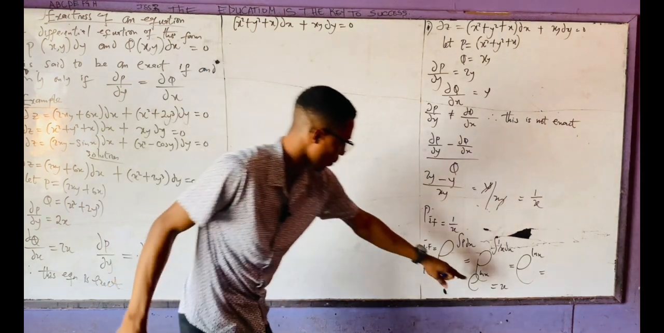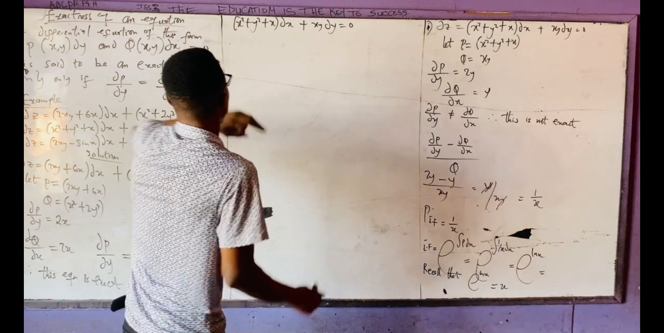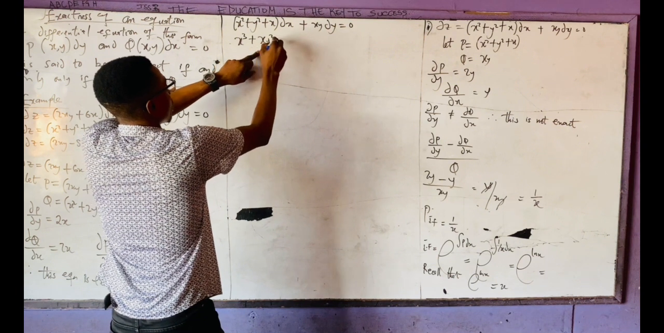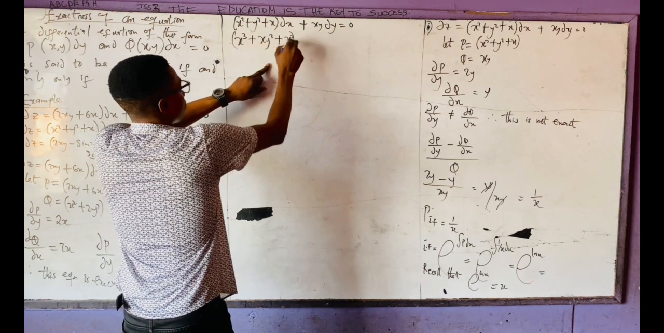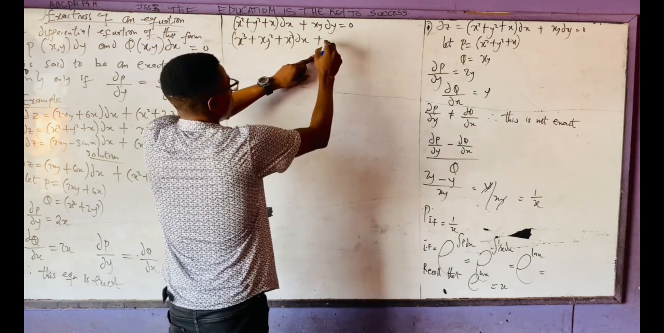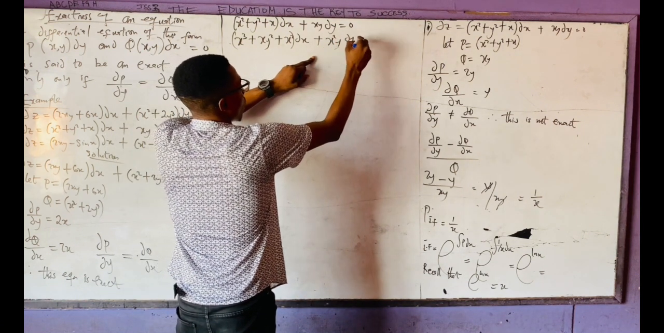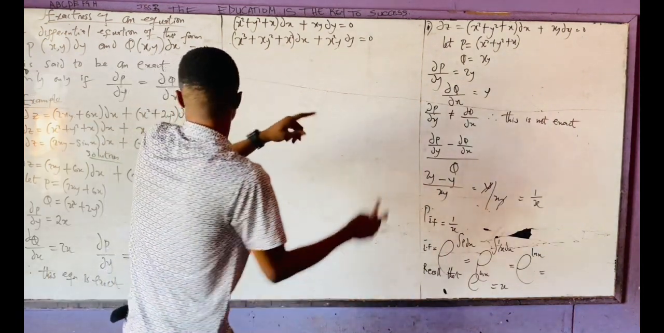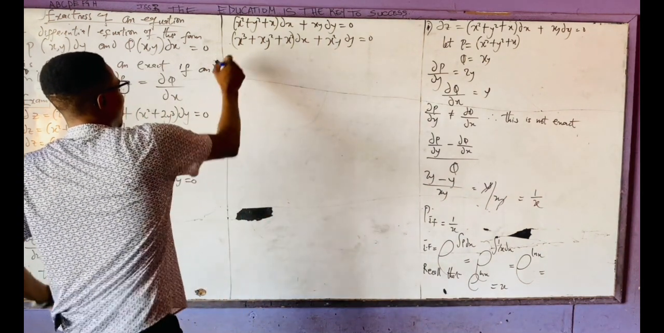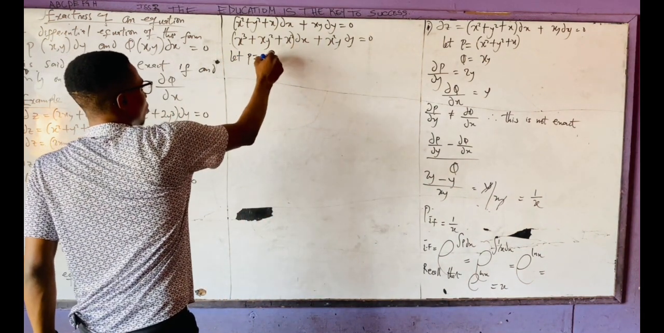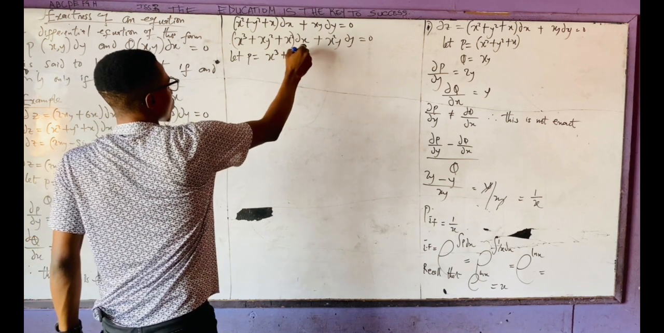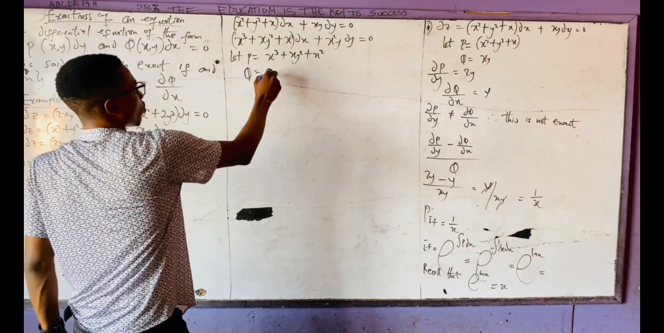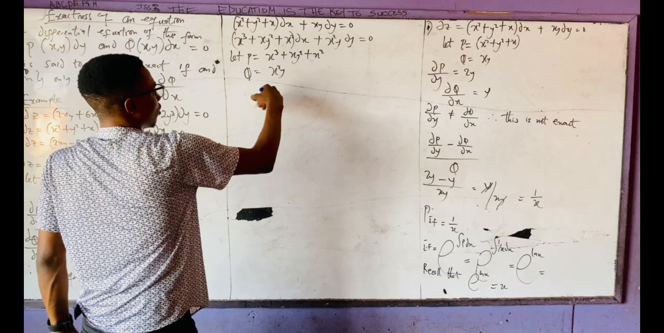So if I use the x that I get here to multiply through, I'm going to have x raised to power 3 plus xy squared plus x squared dx plus x squared y dy equals 0. Now what we need to do is to follow our normal process. Let p equal x raised to power 3 plus xy squared plus x squared. At the same time, q equals x squared y.